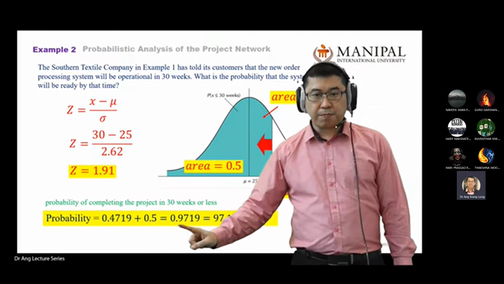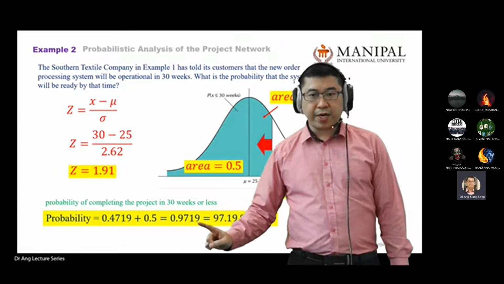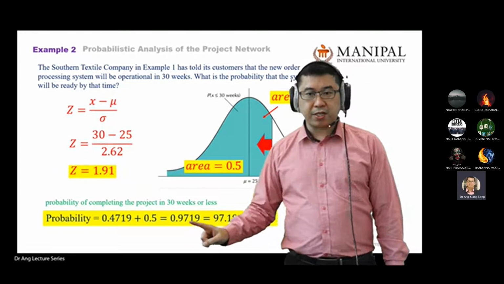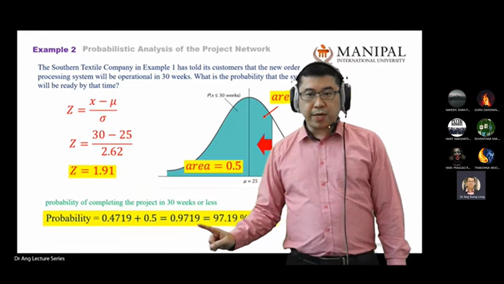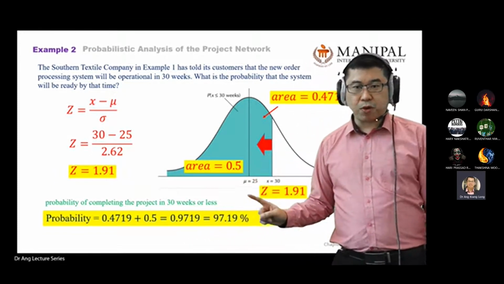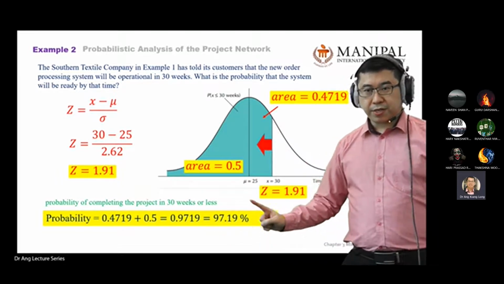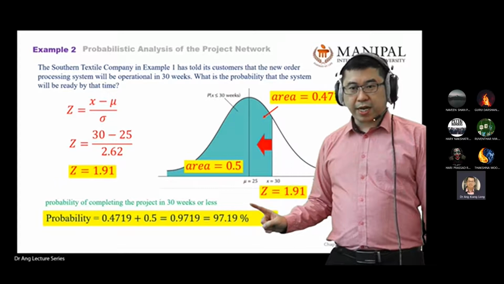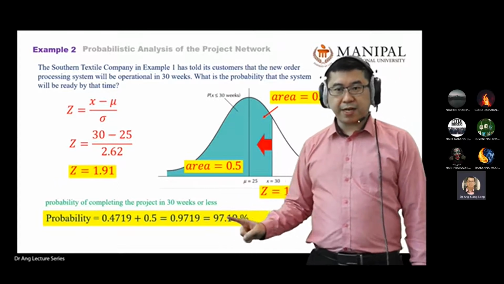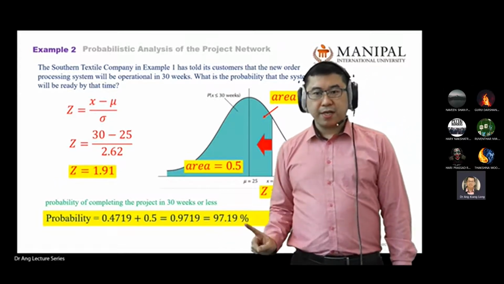0.5 is 0.9719. You convert it into percentage, it means 97.19%. This is the answer that I expected. This is the final answer I expected, in percentage.